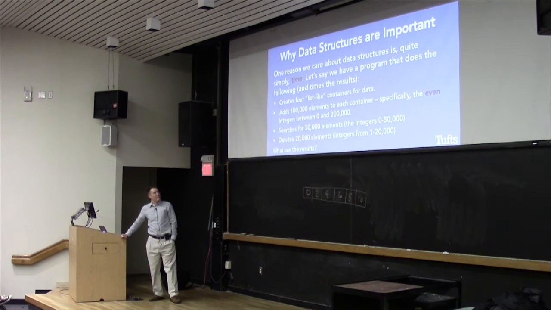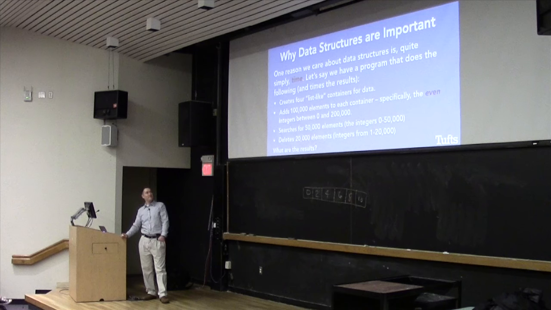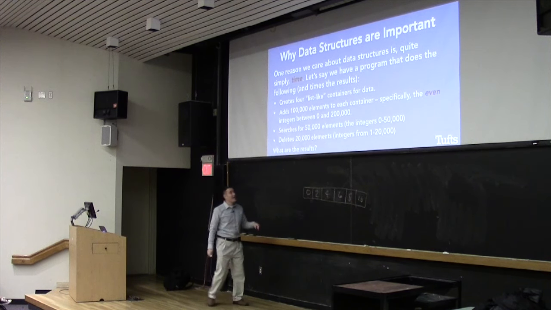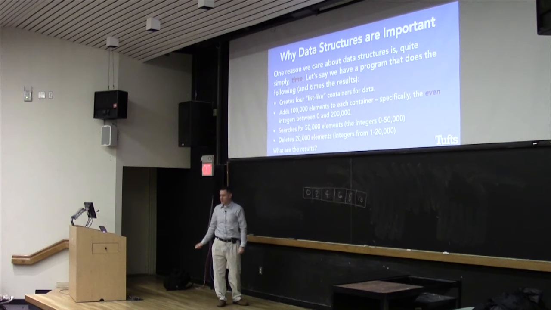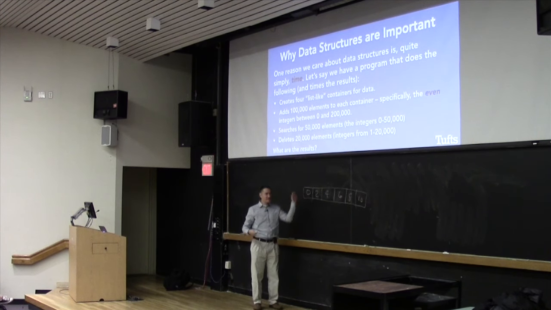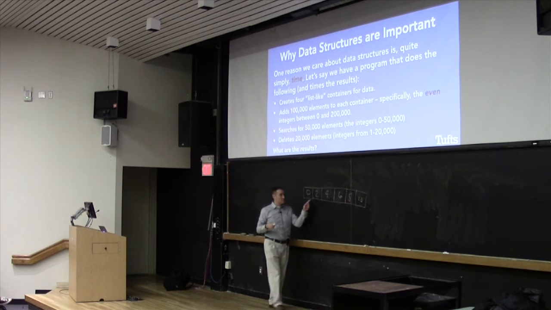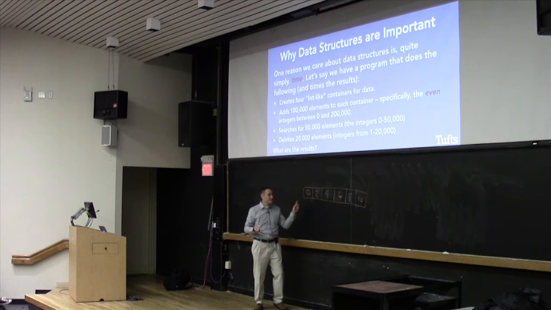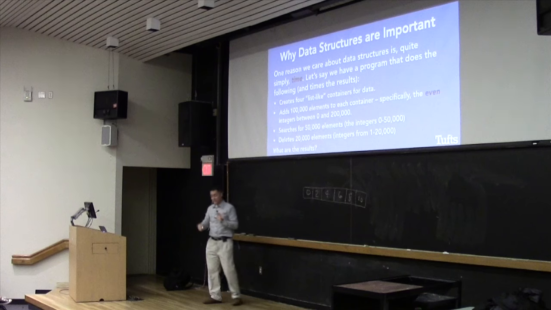Okay? Then we're going to ask that data structure to search for 50,000 of those items. It's going to search for them, and it's going to be actually the first 50,000 integers. So our program's going to say, okay, does this structure we created have 0 in it? Yes, we're done. Does it have 1 in it? Nope. Does it have 2 in it? Yep, we're done. Does it have 3 in it? Nope, right? It's going to do that for all 50,000 of those integers.